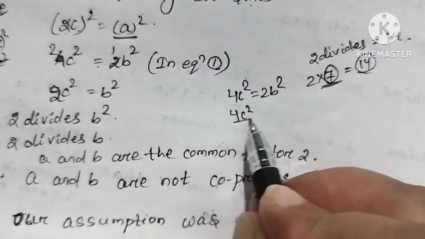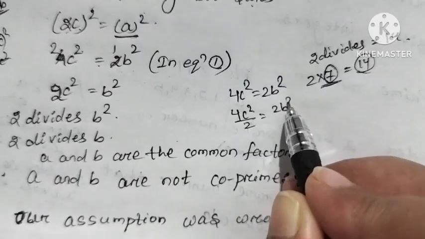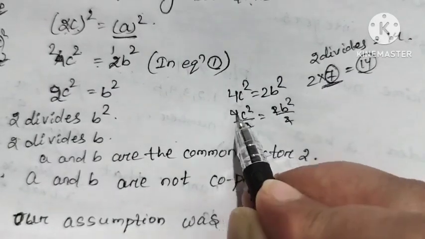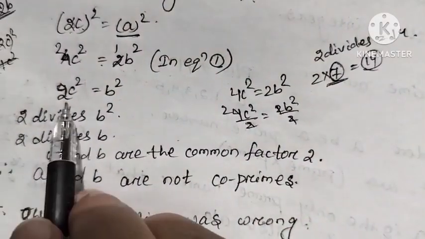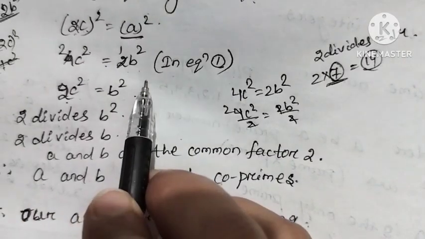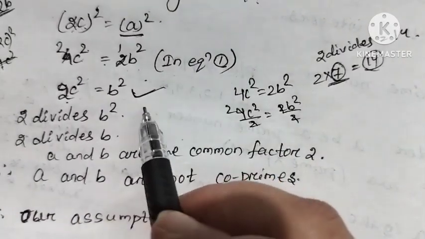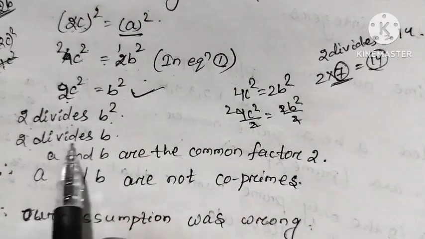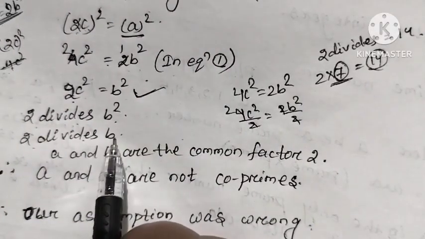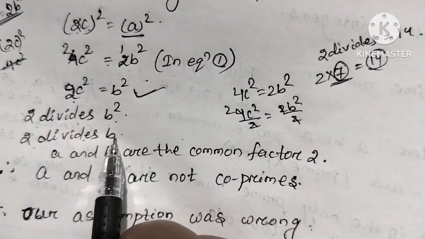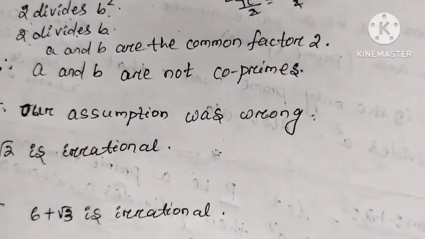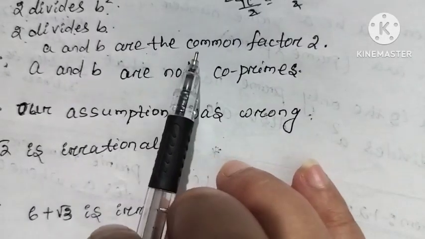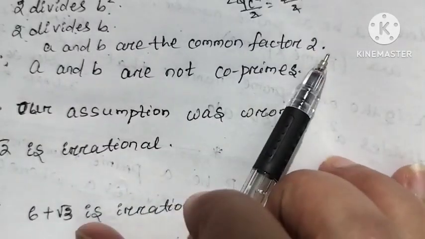Then 4c squared divided by 2 is equal to 2b squared divided by 2. The 2 cancels. Then 2c squared is equal to b squared. Same condition is coming. 2 divides b squared, then 2 divides b by theorem 1.1. Then what do you know? a and b have a common factor, 2.